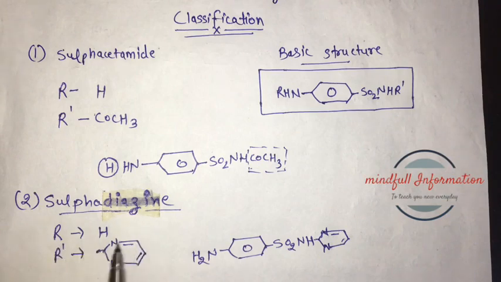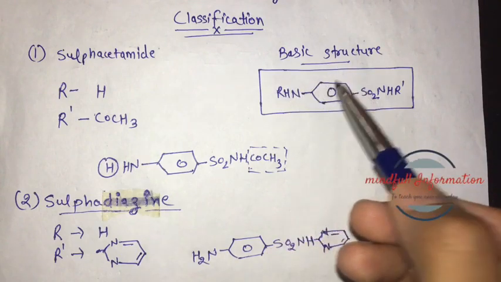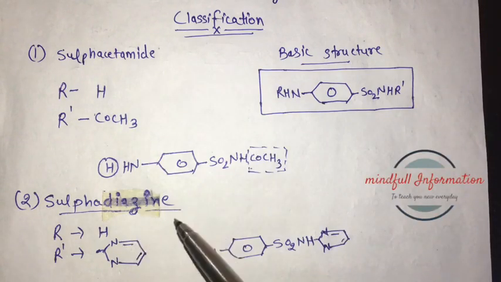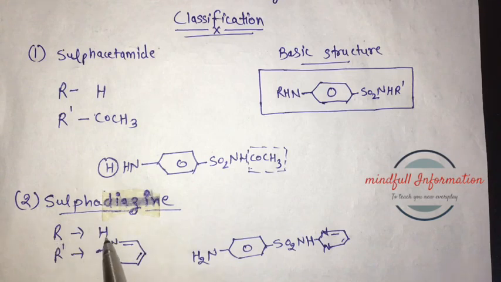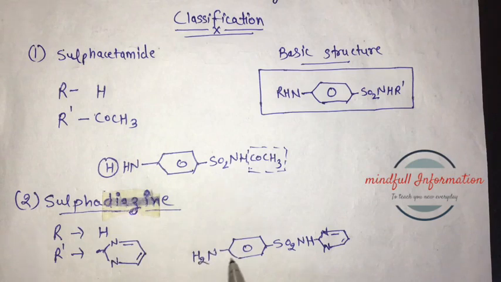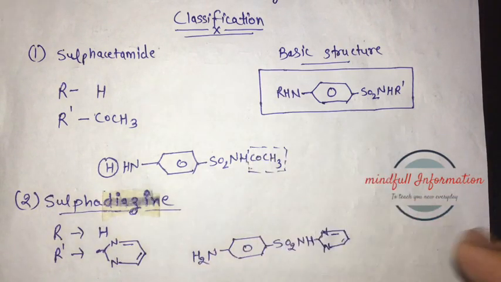Now the second structure of the classification is sulfadiazine. Here we use the same basic structure and we only have to change R and R dash with different functional groups, then we will find different compounds. The R we will change with hydrogen and R dash we will change with this group. Now see, NH2, benzene ring, SO2, NH and this functional group, then we will find sulfadiazine.